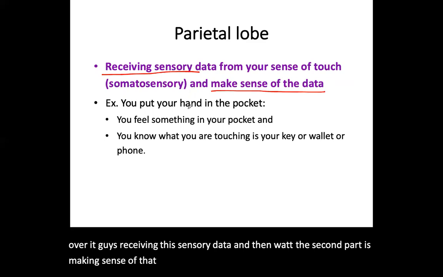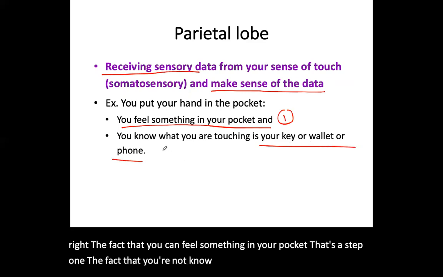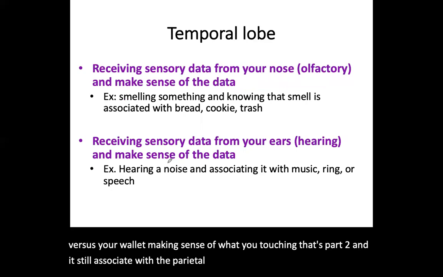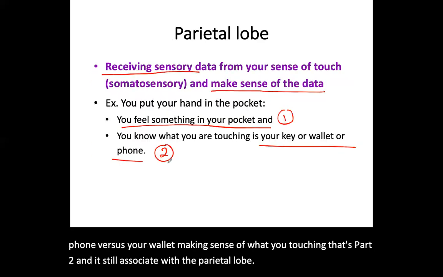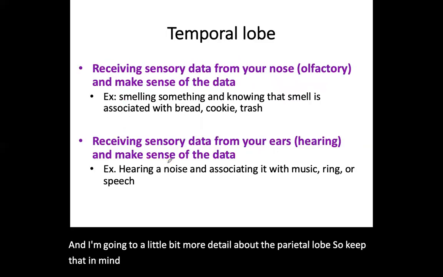So let's say you put your hands in your pocket, right? The fact that you can feel something in your pocket, that's step one. The fact that you're able to tell you're touching your key versus your phone versus your wallet, making sense of what you're touching, that's part two, and it's still associated with the parietal lobe. I'll go into a little bit more detail about the parietal lobe in just a second, so keep that in mind.